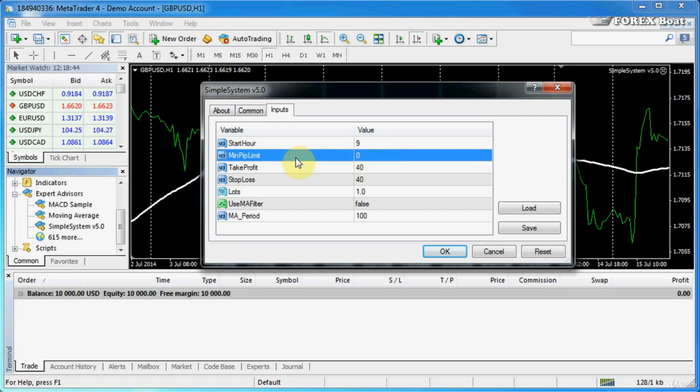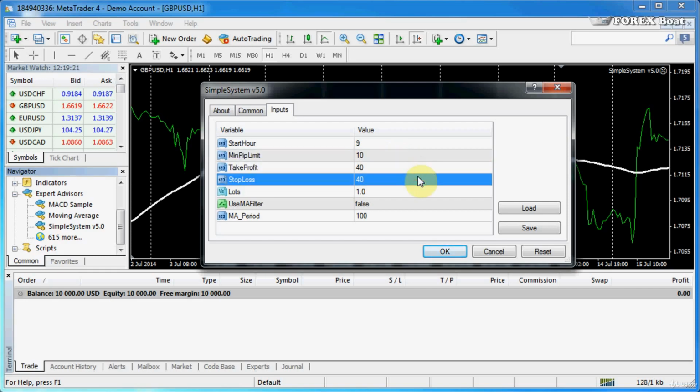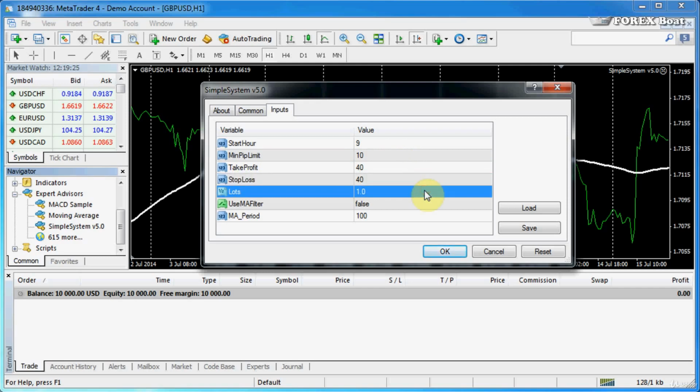What it does essentially is it specifies what the minimum distance should be between the open price of the day and the price of this hour for the Expert Advisor to be triggered and for it to be able to create trades. So if I say 10 pips, then if the movement was less than 10 pips, then orders won't be triggered. So it's kind of an additional filter. The take profit and stop loss are pretty self-explanatory. Lots is a parameter which allows you to control the volume of your transactions.